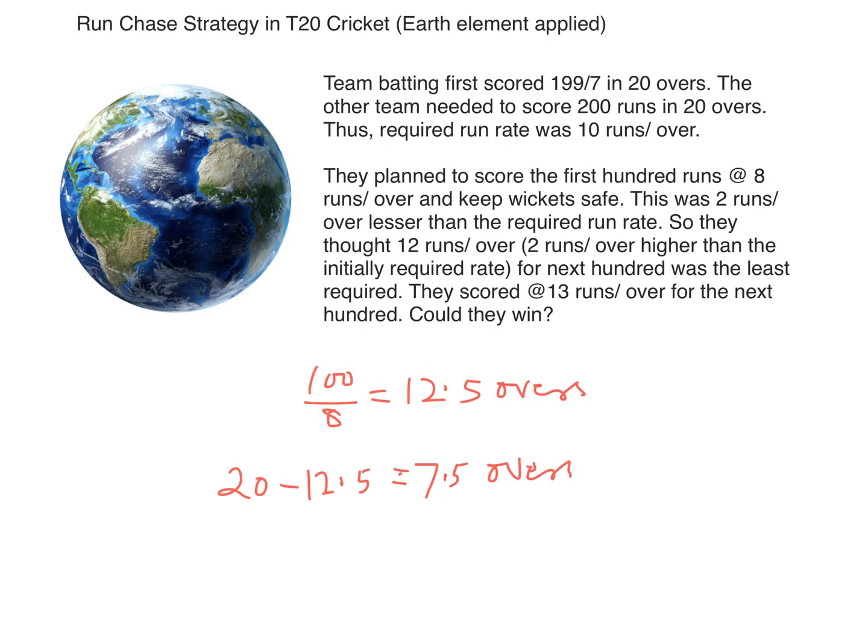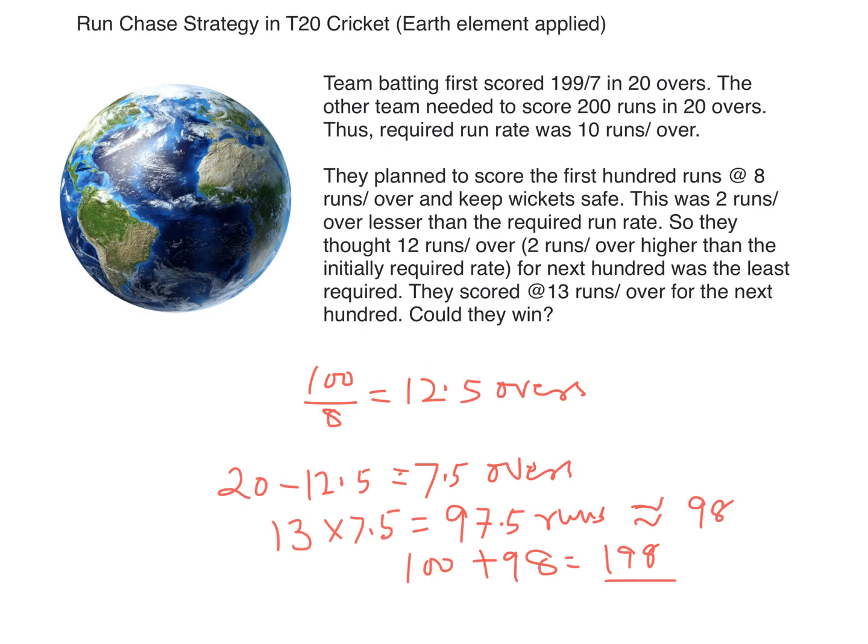In that, if they score at a run rate of 13, then they are scoring just 97.5 runs, which for computation purpose, even if we take that as 98 runs, then they are scoring actually 100 plus 98 runs, that is 198 runs in 20 overs, and they lose this match by 1 run. This demonstrates the importance of understanding the concepts deeply to become successful.